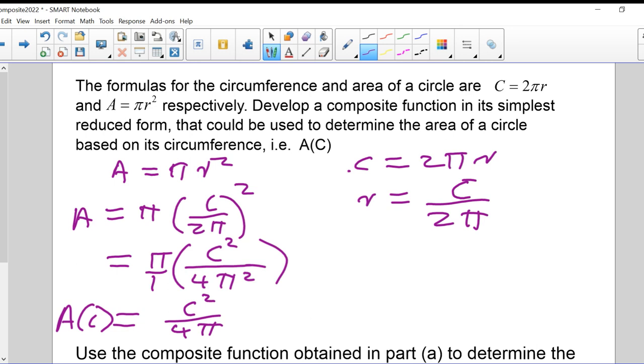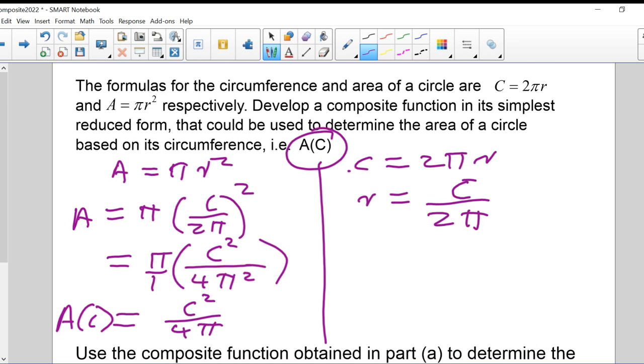bottom. So what we're saying now is that if you brought a circumference to me and asked me for the area, I'm not going to work out the radius first and then put that radius into the area function, because I now have a direct link between circumference and area. That's what I'm saying, right? This function here is my A of C function.